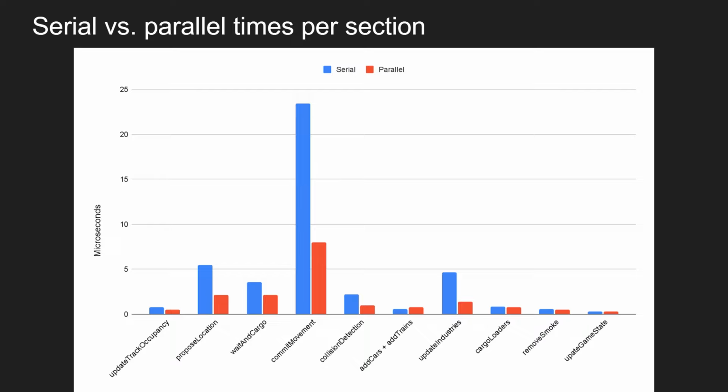Committing movement was by far the slowest thing and also got a pretty good speedup, so I'm pretty happy with those results. Collision detection is also pretty fast with very little interaction between the trains. And finally, updating the industries was by far the standout winner of the speedup percentage.